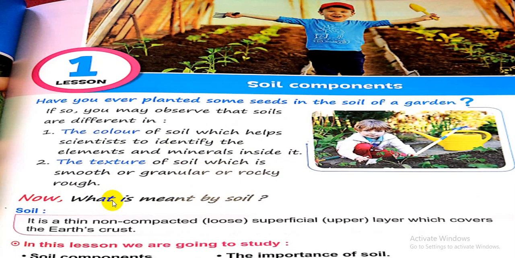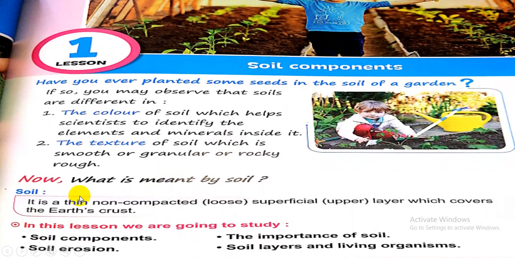But what's the meaning of soil at first? We can define soil: it's a thin, non-compacted or loose superficial layer, meaning upper layer, which covers the Earth's crust. Again, what's the meaning of soil? It is a thin, non-compacted, means loose, superficial, like upper layer which covers the Earth's crust.